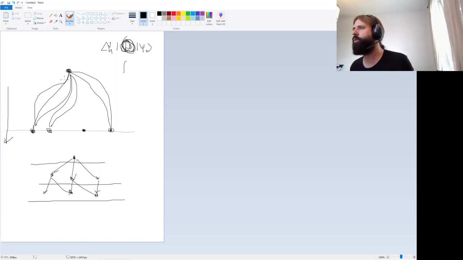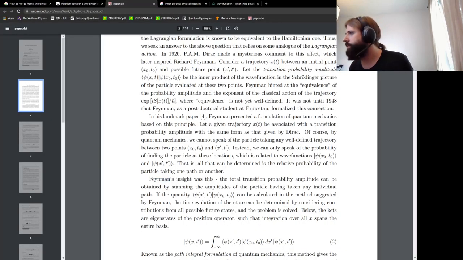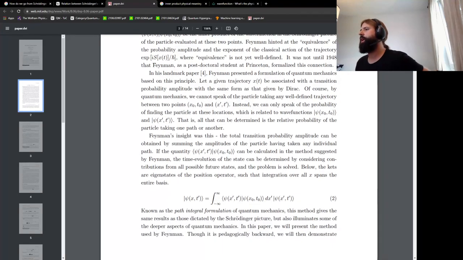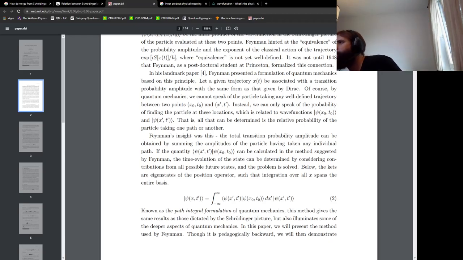Across these paths. But I don't know, shouldn't one just slice that into smaller steps? I don't know. Let's see. Yeah, so for instance, the total transition probability amplitude can be obtained by summing the amplitudes of the particles having taken an individual path. If the quantity can be calculated in the method suggested, the time evolution of the state can be determined by considering contributions from all possible future states.